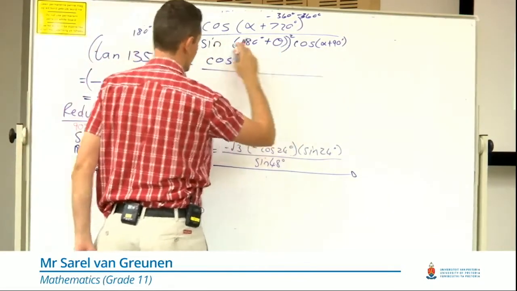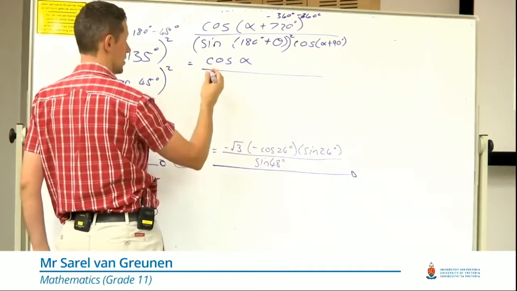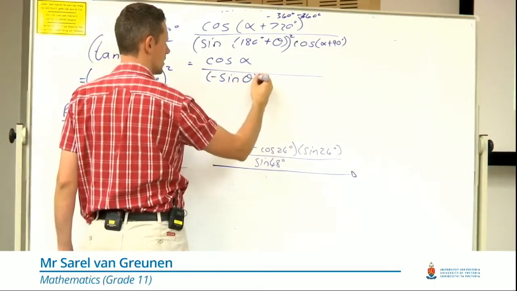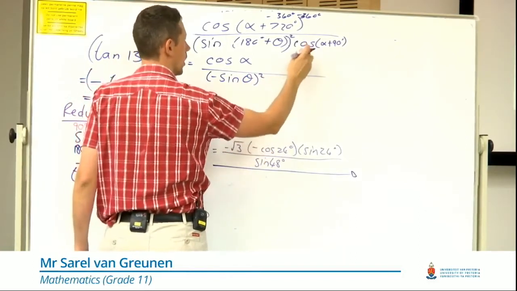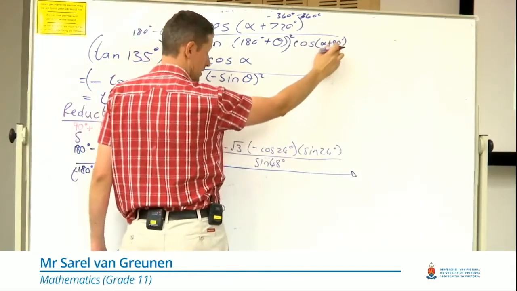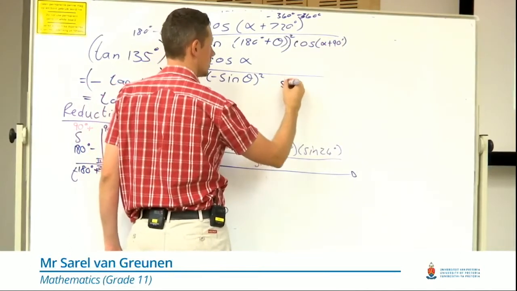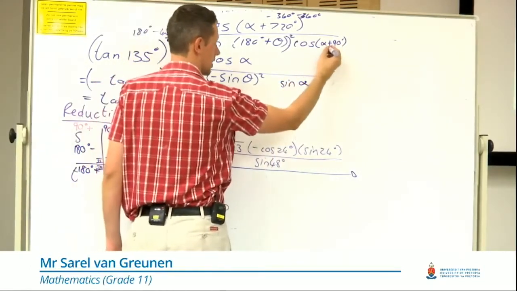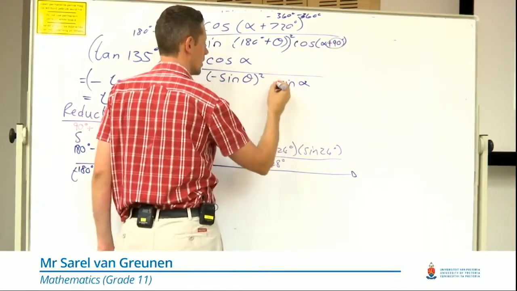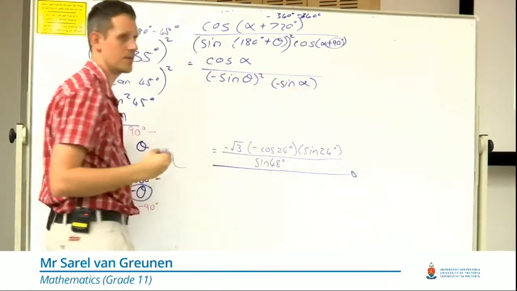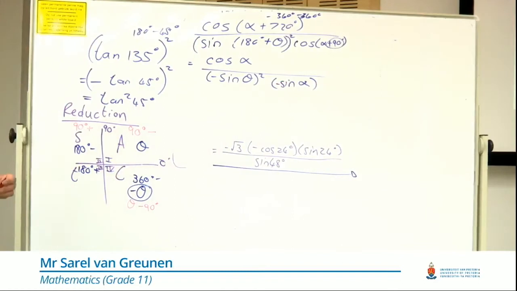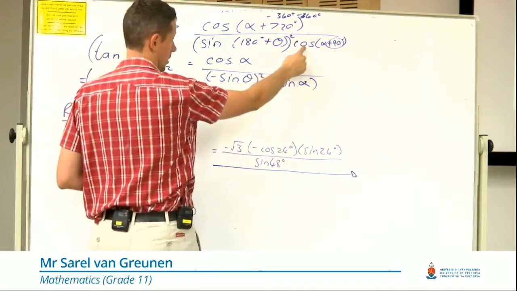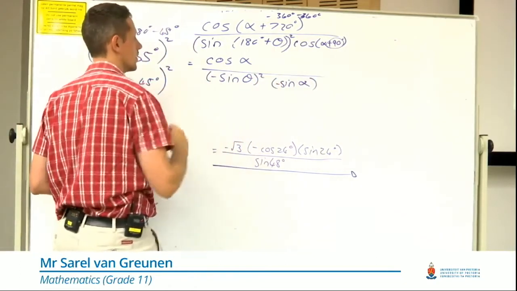Like in this case, sine of 180 plus theta is third quadrant, so I'm actually at negative sine theta squared. Cos 90 makes it sine, but because it's in the second quadrant, it's negative sine of alpha. And I know that because cos is negative there.